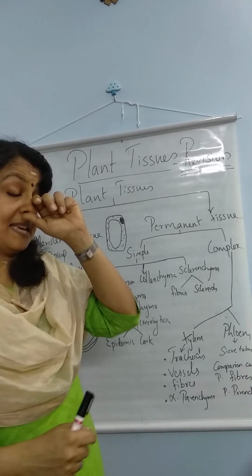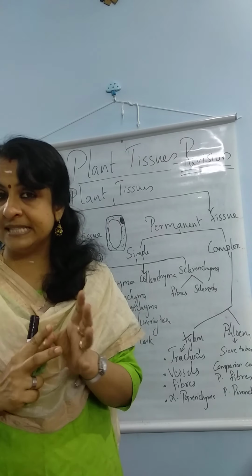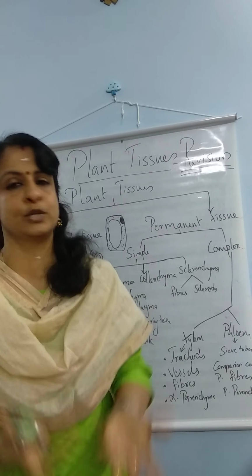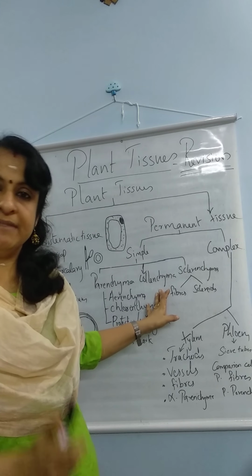So they are also living cells. Why do we call it a living cell? If a cell contains cytoplasm and nucleus, or at least cytoplasm, we call it a living cell. So we can say that collenchyma is a living cell.